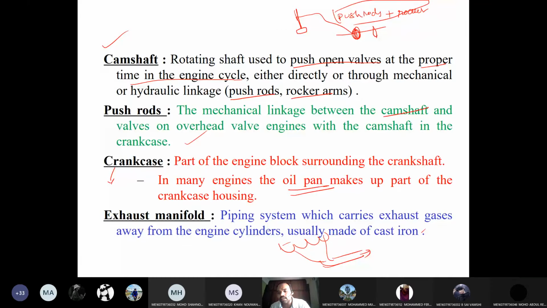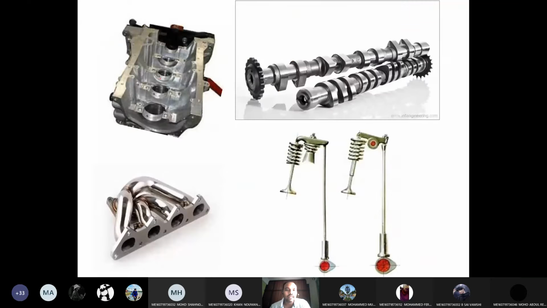Even like this, we have the intake manifold also. If 4 cylinders are there, from one inlet, it will be bifurcated into 4 inlets like this. So this is where air will go, and this is connected to all cylinders. You can see. Now you can see this is what?